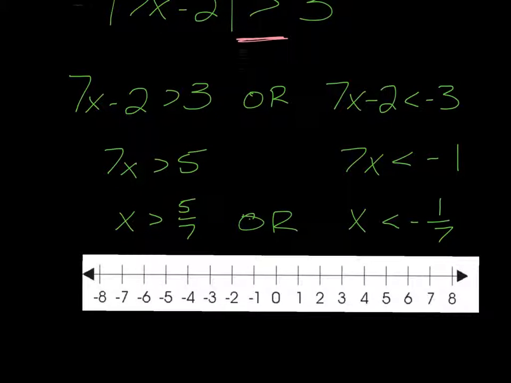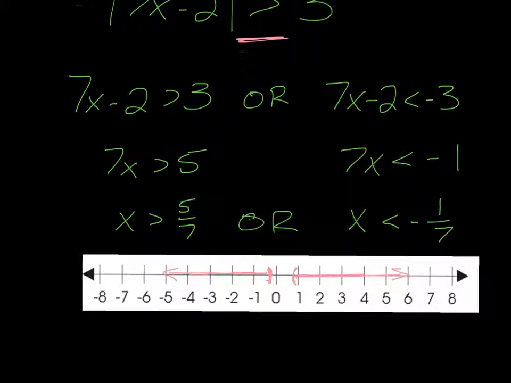Alright, so first x is bigger than 5/7. 5/7 is a number just smaller than 1. The details aren't the really important part, but I'm just going to graph that right here. So that would be about 5/7. This number is bigger than 5/7, or the number is less than negative 1/7, which is just less than 0. So we have this set right here. It's supposed to be a parenthesis.